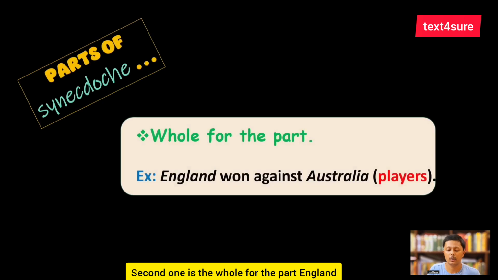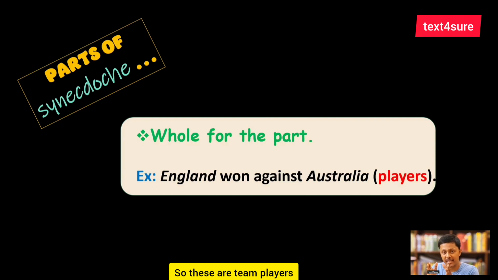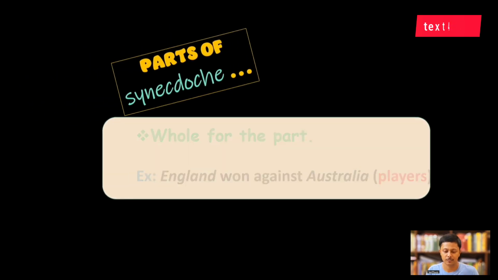The second one is the whole for the part: "England won against Australia." The players of England won against the players of Australia. So team players, team members are meant. But in the sentence, what you get is England and Australia. This is the whole for the part. The whole is mentioned, England and Australia, but the part is what is referred to.